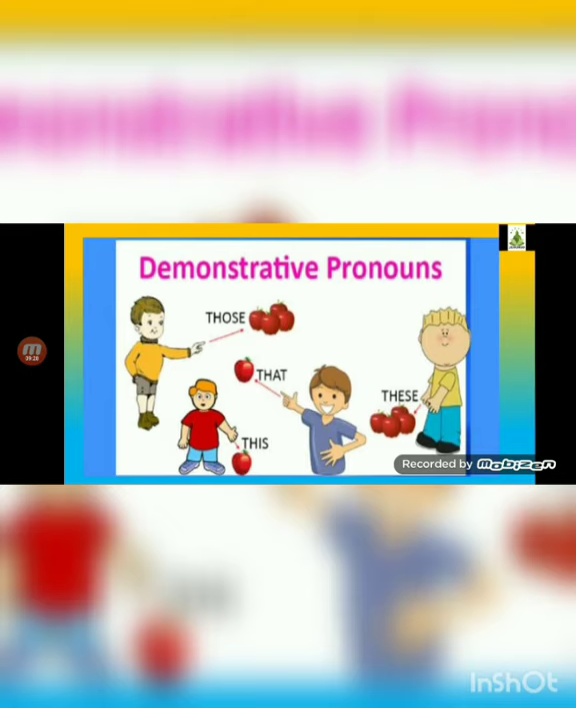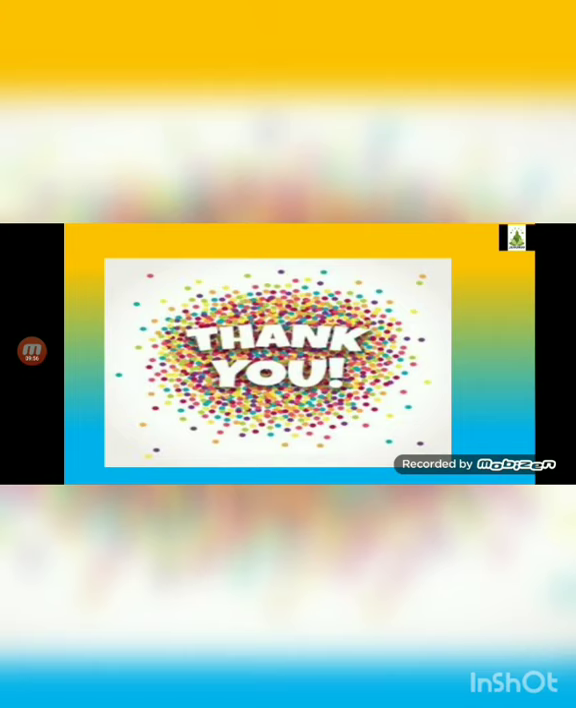Those and that are used to refer to something which is very far. This and these are used to refer to something which is closer. Now, these and those are used in the plural form. This and that are used in the singular form. Okay, I hope you understood about the demonstrative pronoun.